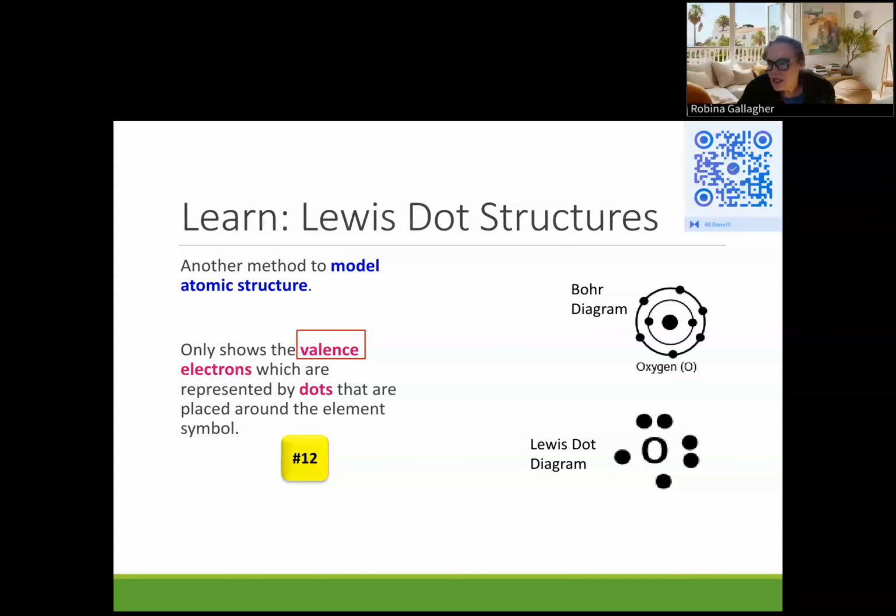So again, it only shows the valence electrons, which are represented by dots that are placed around the element symbol.